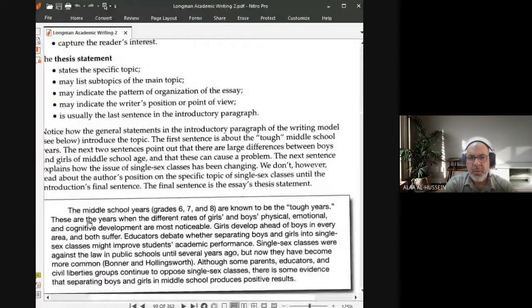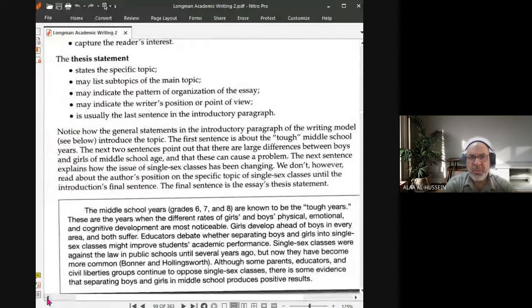So here we have the characteristics of a thesis sentence. As you see here, it states the specific topic. Yeah, it talks about the specific topic. Yeah, it talks about the topic specifically, we can say.